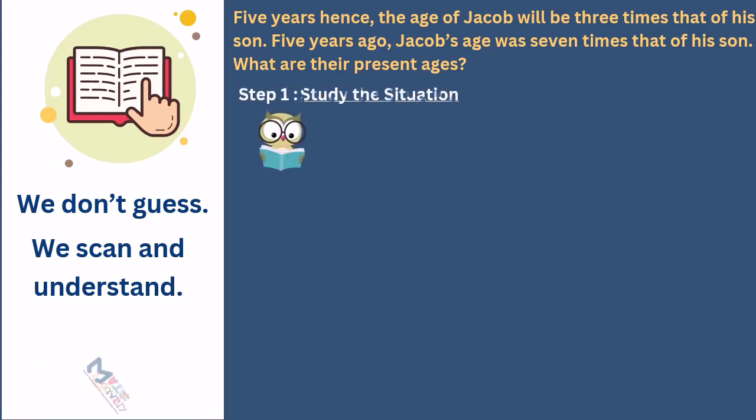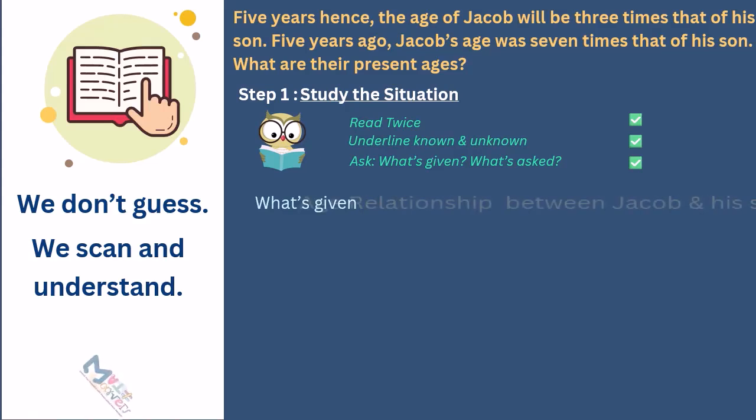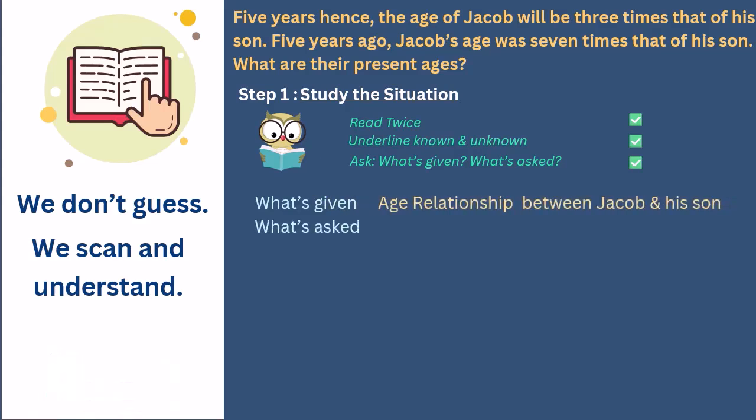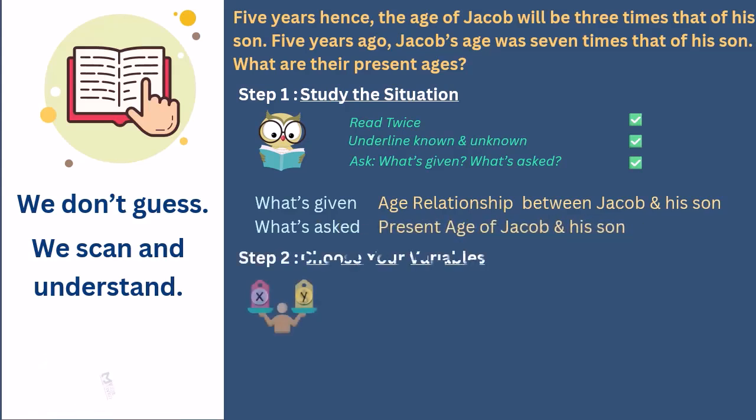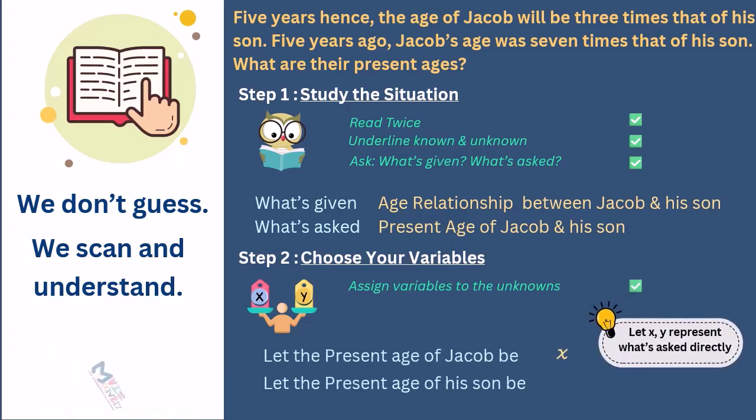First, study the situation. We are given two time-based relationships between Jacob and his son, one in the future and one in the past. Underline the key parts. The question is asking us to find their present ages. What's given? Future and past age comparisons. What's asked? Their present ages. Now, choose your variables. Let Jacob's current age be X and his son's current age be Y. We don't guess. We scan and we understand.